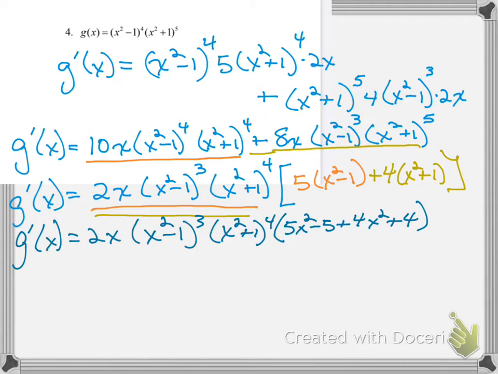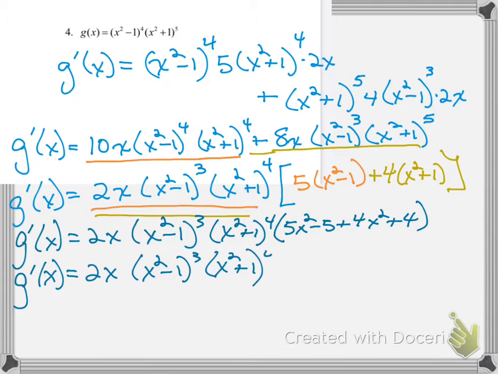Okay, so I can do a better job at that last one now that everything is multiplied out. So I'm copying for a second here. So 5x squared plus 4x squared gives me 9x squared, and minus 5 and plus 4 is minus 1. Okay, and looking that over, that all looks good, and I am done.